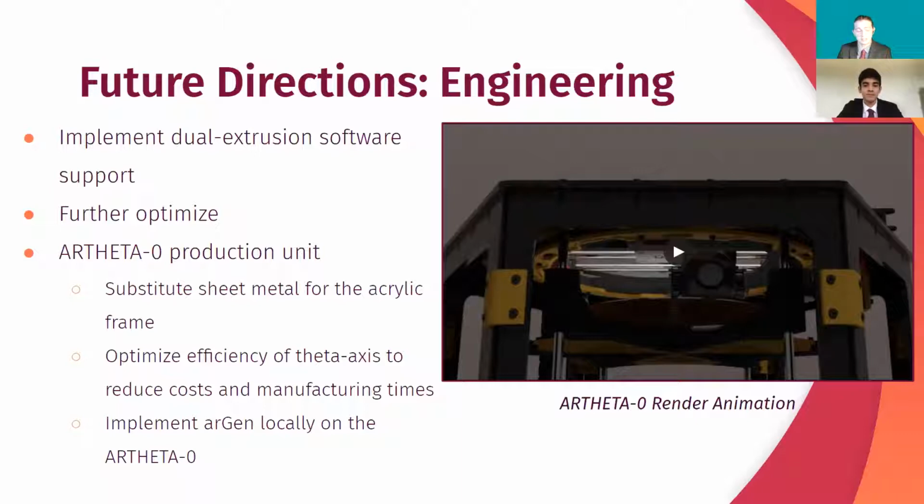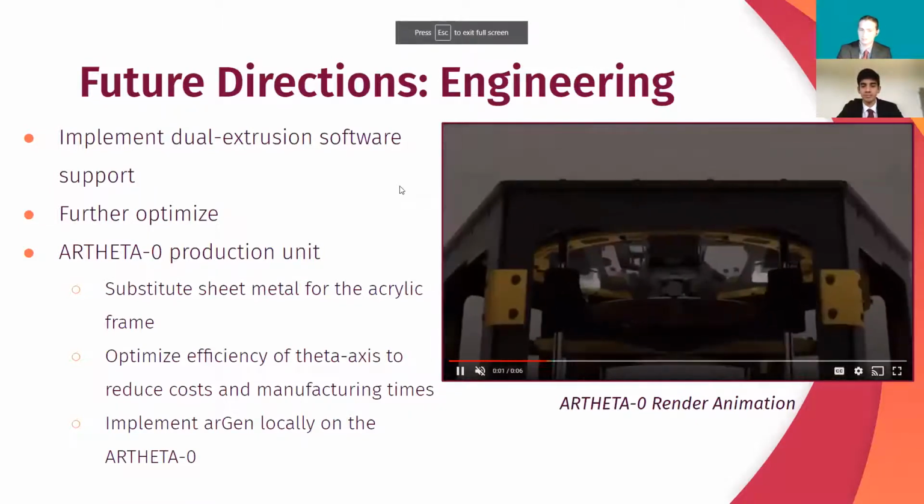And then lastly, and I mentioned that we're working on developing this, is implementing RGen locally on the R-Theta Zero. All in all, these changes, we expect to take the printer from a base hardware and production cost of $365 to the $471, which we had projected previously. And now I'm just going to play a motion animation of the printer itself.